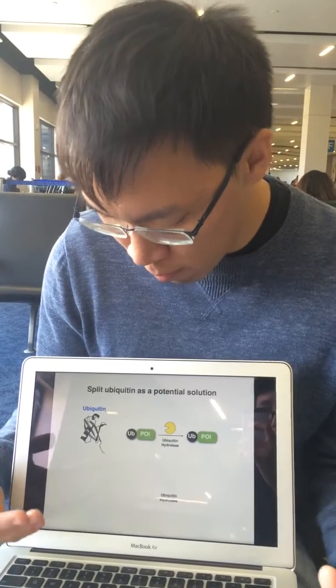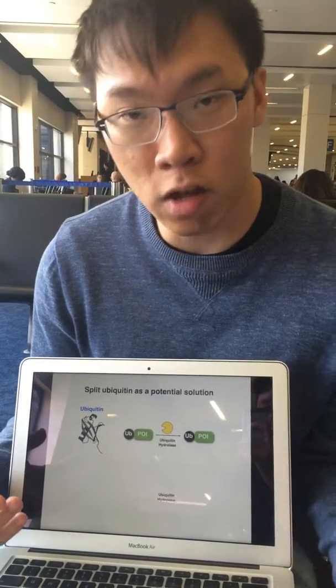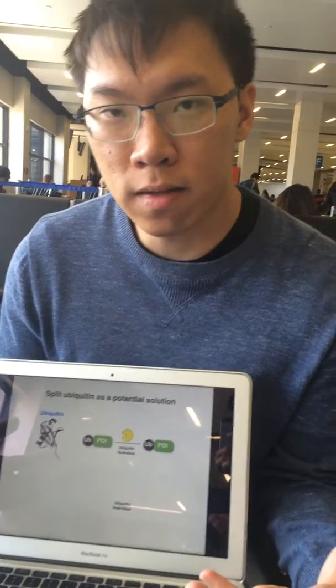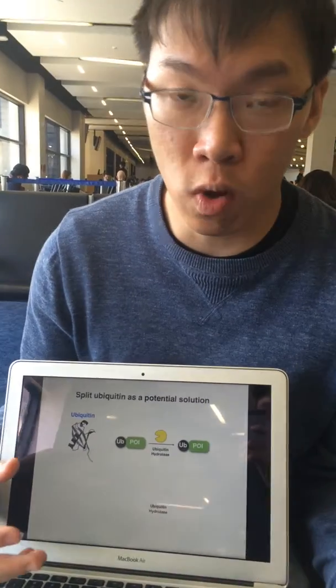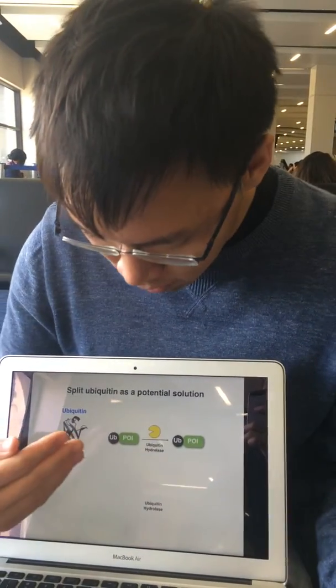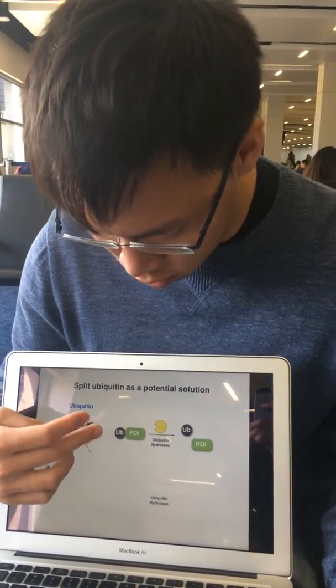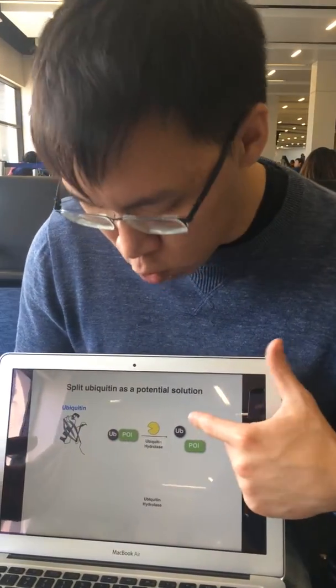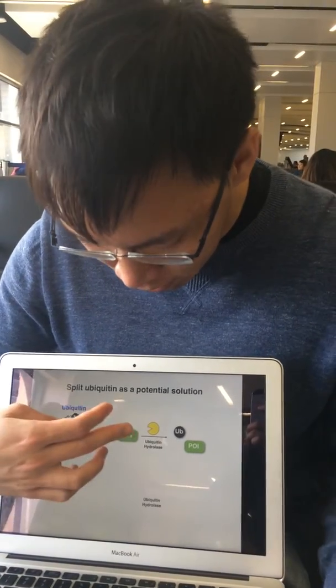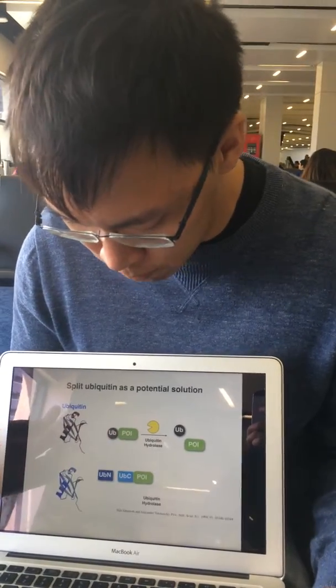So here in Parallel, we make use of a technology called split ubiquitin. Ubiquitin is a 76 amino acid protein that resides in cells, either free or covalently linked to other proteins. While it's being made, it will be cleaved at the junction of the fusion and thus release a free ubiquitin by a dedicated ubiquitin hydrolase.